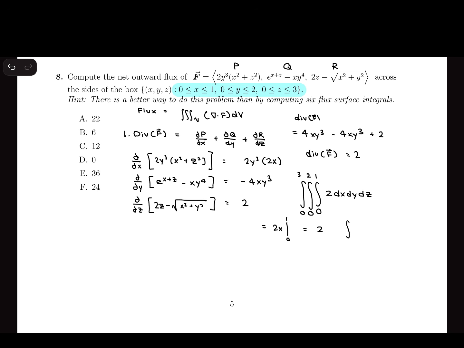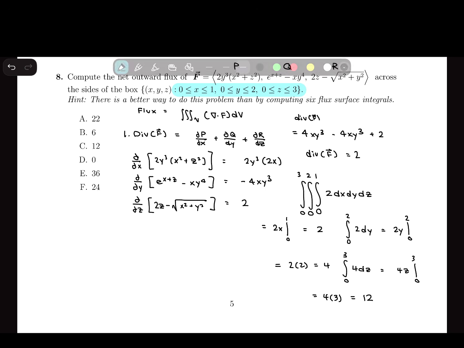And then if you take the integral with respect to y, dy, you get 2y from 0 to 2, which simply gets you 2 times 2, which is just 4. Now you take the integral with respect to z, so 4 dz, which gets you 4z computed from 3 to 0, which is just 4 times 3, which gets you 12. So if you look at our answer choices, answer choice C is equal to 12.